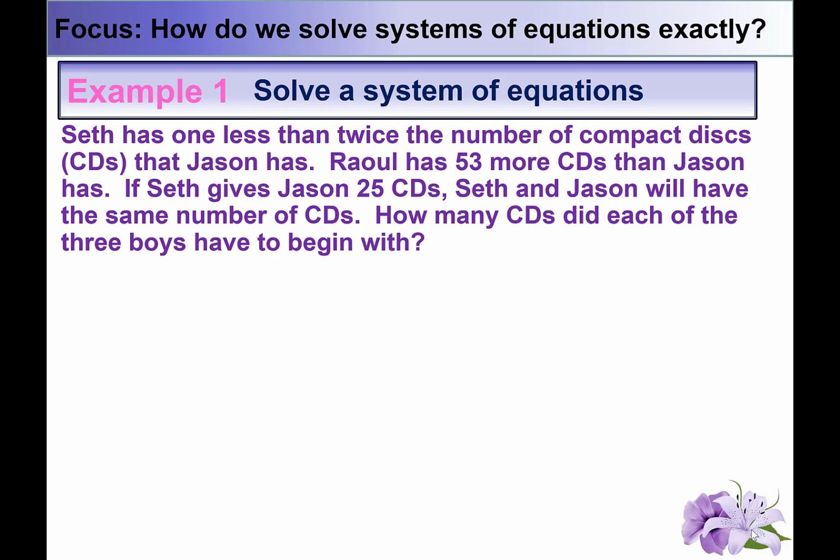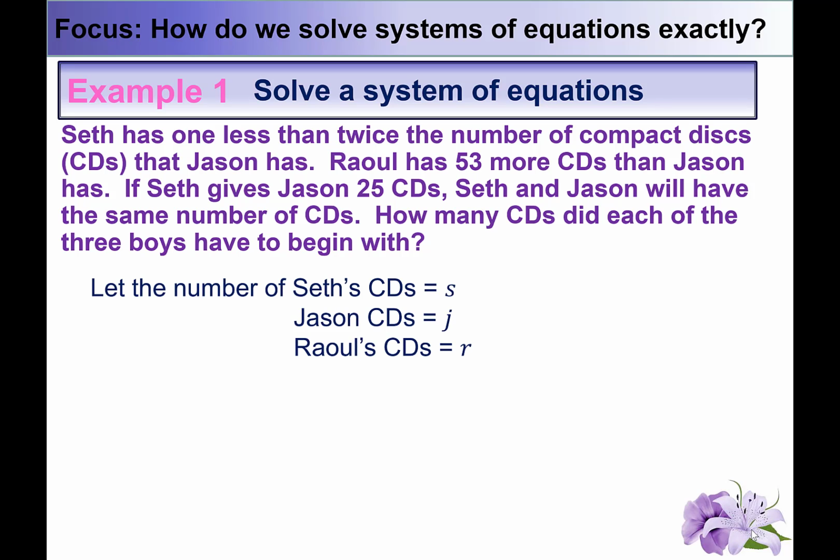Okay, so let's break this problem into small chunks. The first thing we need to do is write some algebraic equations. So I need a variable to represent each of the three boys. I think the easiest thing to do is to use the first initial of their names. So let's let the number of CDs that Seth has equal S, Jason's CDs equal J, and Raul's CDs equal R. Now we need to write an equation for each one of the sentences that they give us.